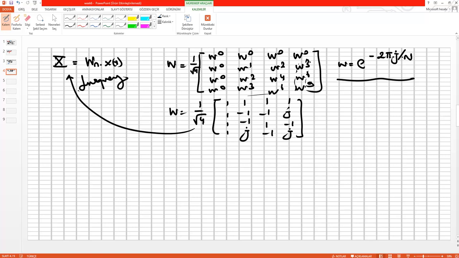There is no other information about the Fourier transform. Be sure about that. I will show you. Be patient.